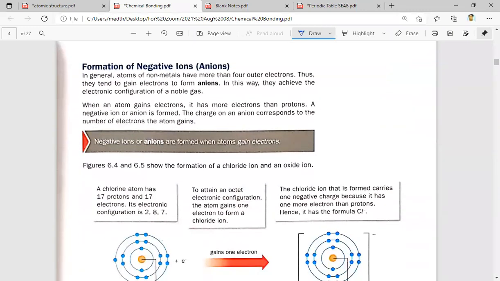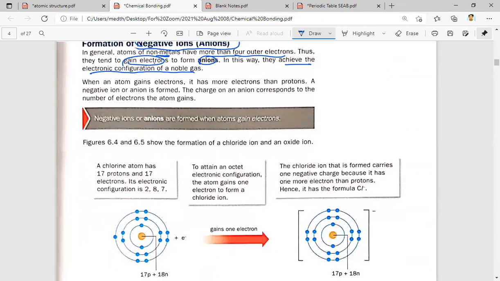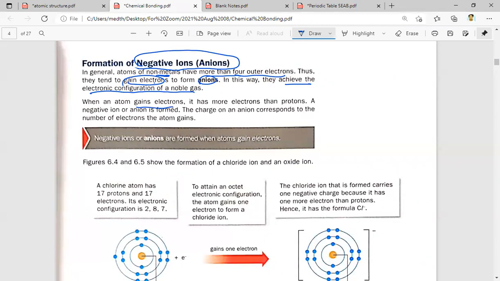Now, next one, we're going to look at how atoms become negative ions. Non-metals generally have more than 4 outer electrons, so they tend to gain electrons to form anions. Once they gain, they will achieve the electronic configuration of a noble gas. Because it gained electrons, there are now more electrons than protons. Therefore, a negative ion is formed. So take note: negative ions or anions are formed when an atom gains electrons.